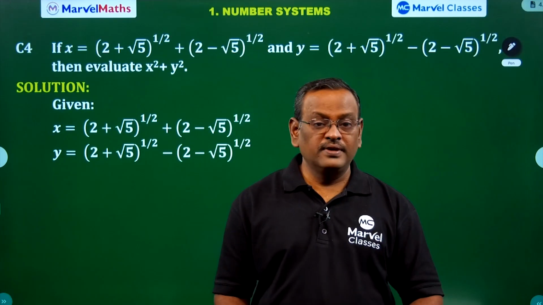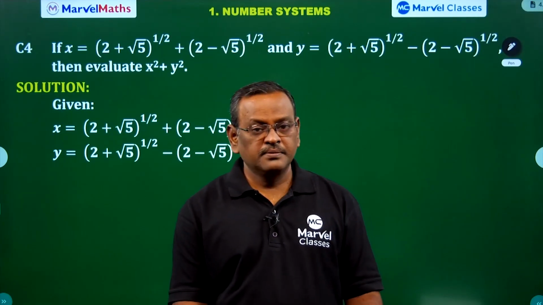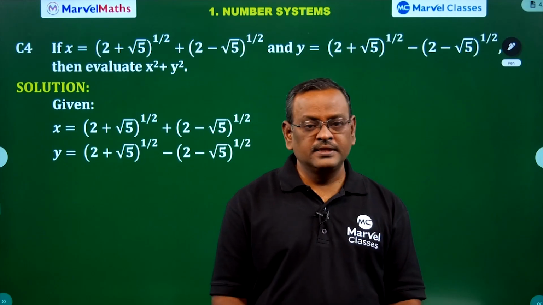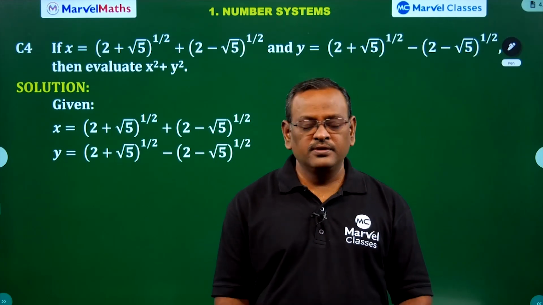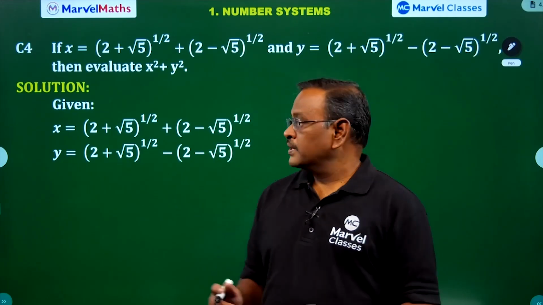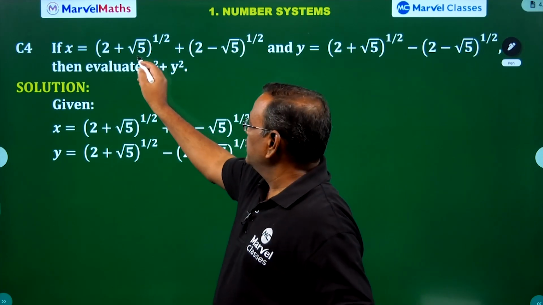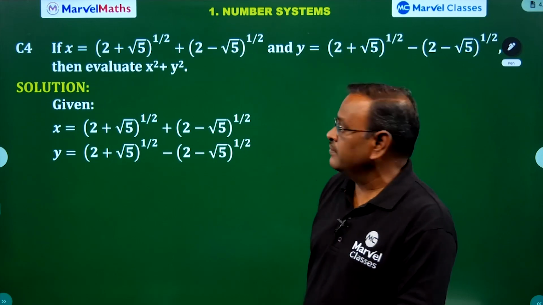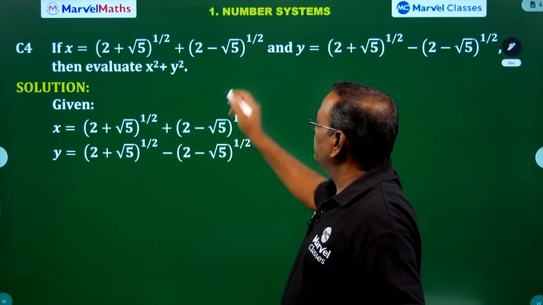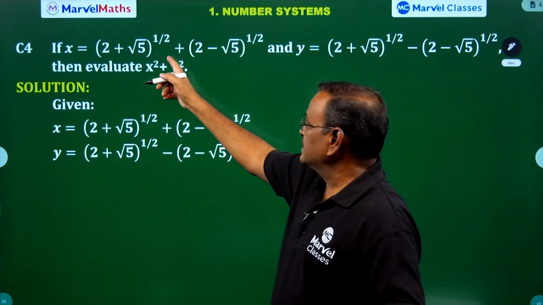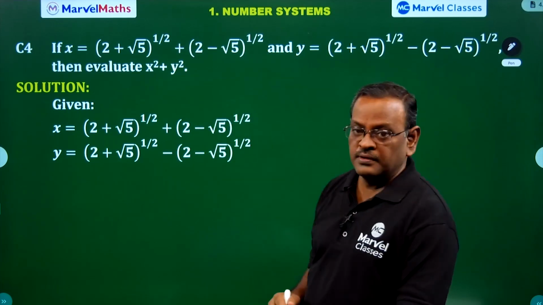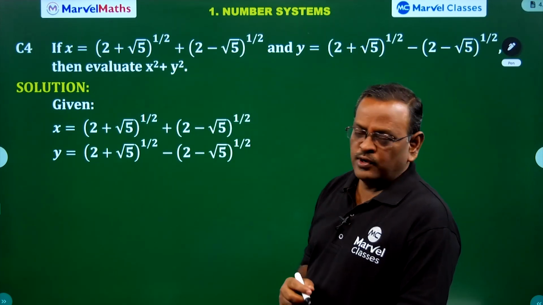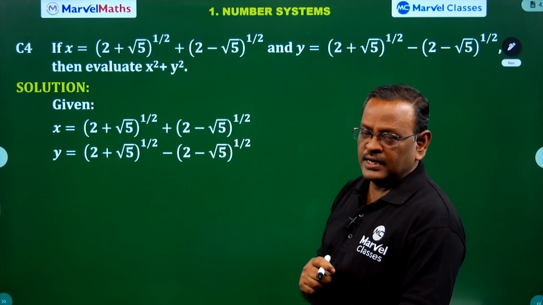Hello students, one of the very tough rationalization problems, but here there is no need to apply rationalization because all the values are only in the numerator. But the question is x equal to (2 plus root 5) whole power half, fractional power, that is very important, that is the reason it is very tough, and (2 minus root 5) whole power half. Because of the plus sign and minus sign, this is one of the very tough sums, but if you follow the simple technique you can easily find the correct answer.